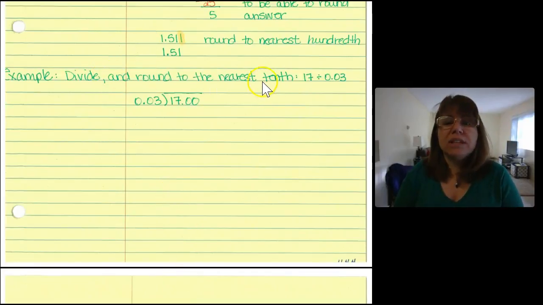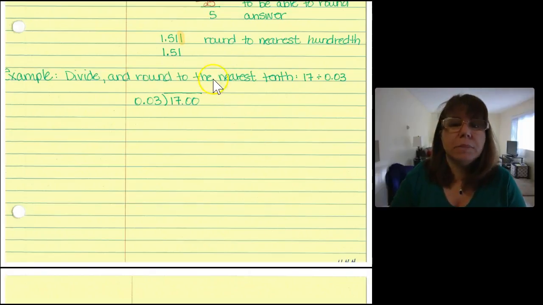So let's, you and I, try one. We'll divide and round to the nearest tenth. 17 divided by 3/100ths. So my first task is to make sure that what I am dividing by is a whole number. So I'm going to move my decimal places 1, 2. Now, because I'm rounding to the nearest tenth, I am going to need a couple of zeros.